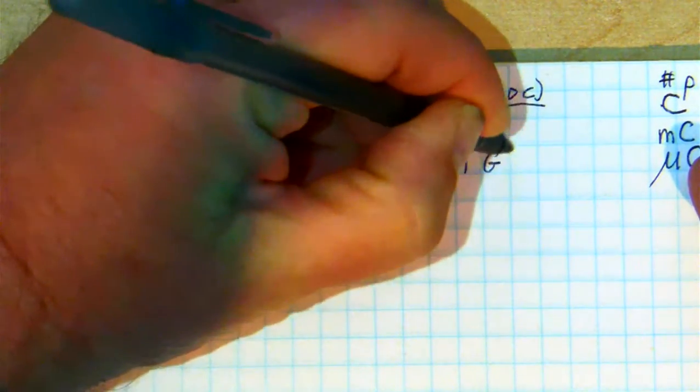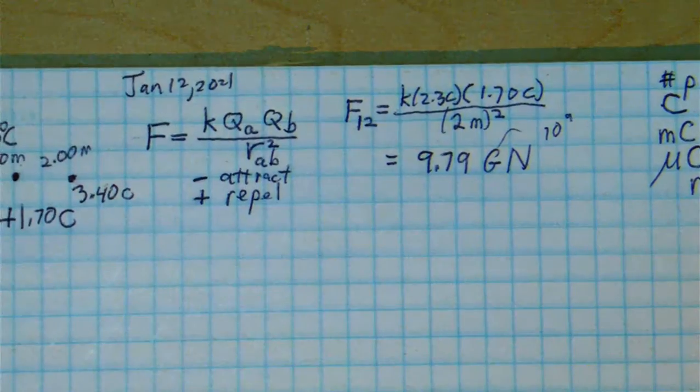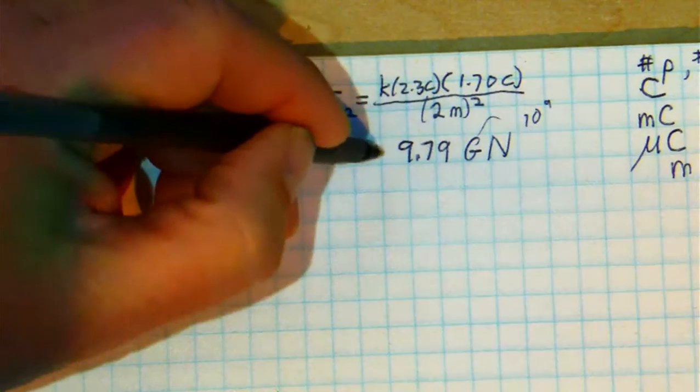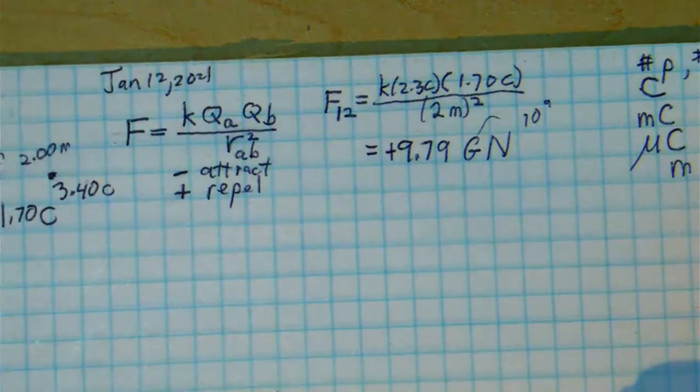9.79 giganewtons, where giga means 10 to the 9th power. That's what a gigabyte is on your calculator memory. That is repulsive because they are both positive charges. And so that is pushing Q1 to the left.